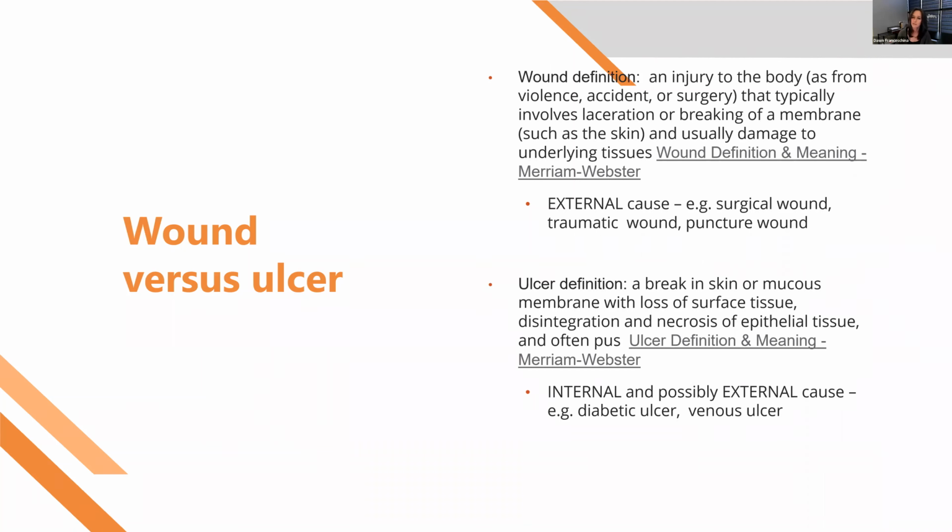Or a venous ulcer, same kind of concept. We have problems with the venous system, with congestion of the venous, with venous hypertension distally in the leg, and that internal problem with the vein causes the external disruption of the skin. So that's how we would define a wound versus an ulcer, external versus internal causative factors.